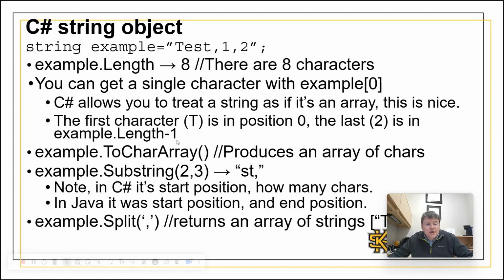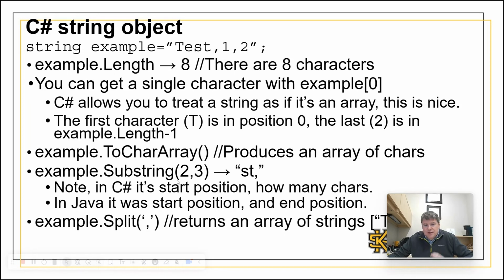So that's really cool. If you want to get a character array, you can do ToCharArray. That exists in Java, it exists in C Sharp. But honestly, since you can just treat it like an array at any time, it's not really as useful in C Sharp. It's just inherently how it works.